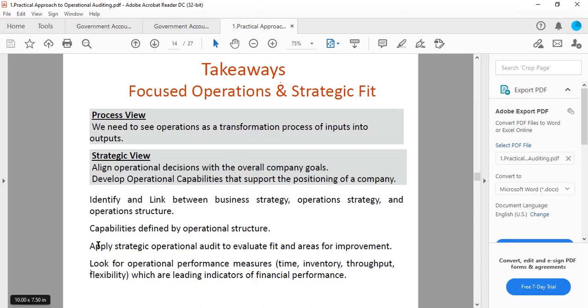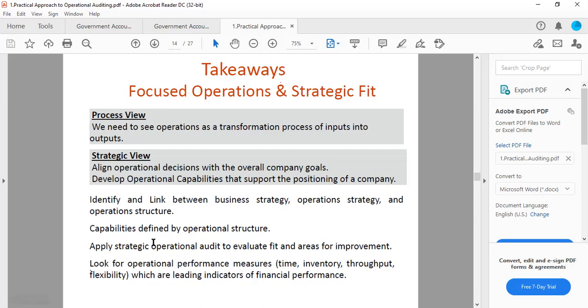Capabilities of the company in operational terms should be defined by the operational structure. So structure could be the resources of the business. All factors or inputs of production, as well as all economic resources that are involved, are part of structure. Also, technology would play a part in this.